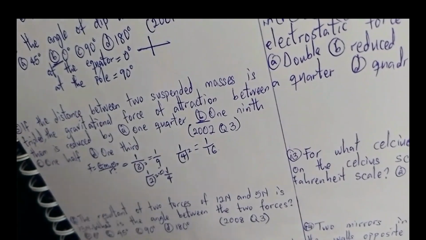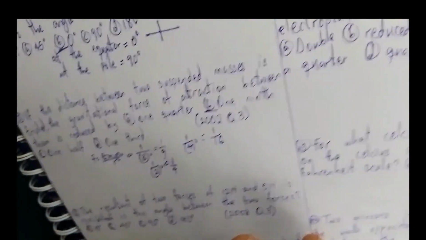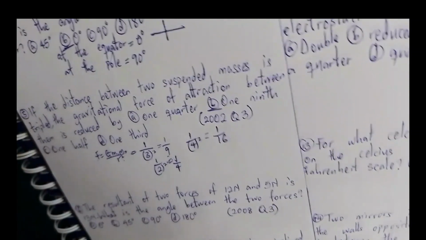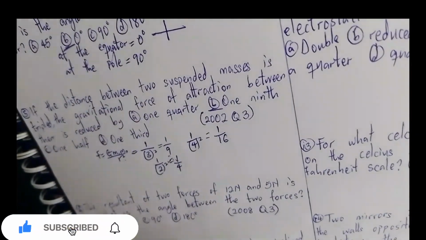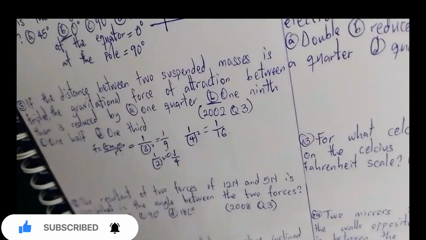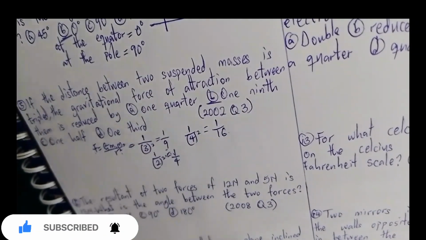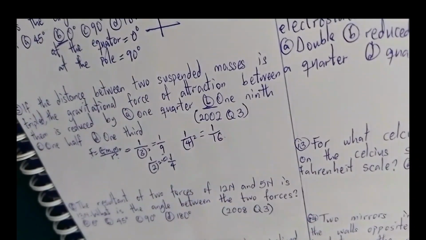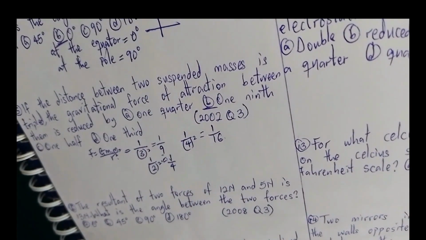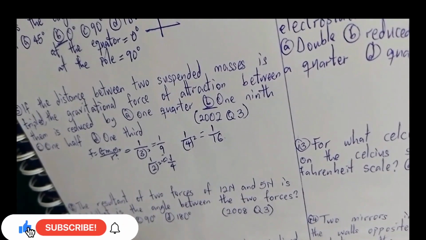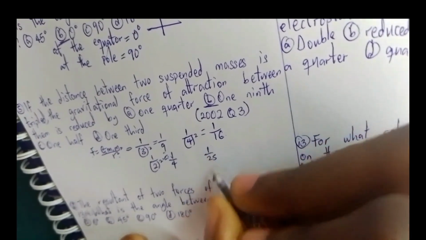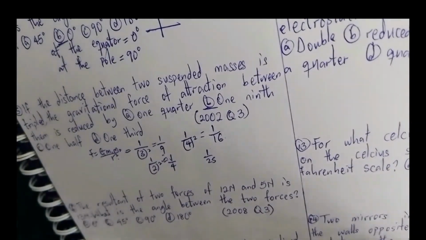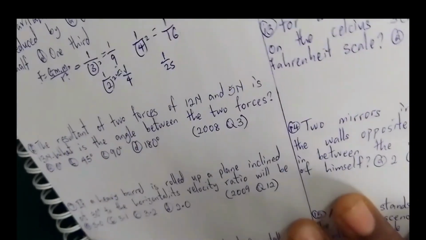So what you just need to check anytime you are given a question on this is what happened to the distance. Once you know what happened to the distance, square it, then 1 over whatever you square. If they said it is doubled, square the double. Double means 2. 2 square, 4. 1 over 4. If they said it's tripled, 3 square, 9. 1 over 9. If they said it's multiplied by 5, just say 5 square, 25. 1 over 25. So as simple as that. Alright, let's move to the next question here.